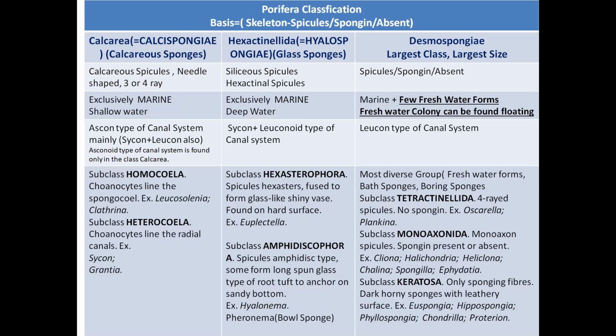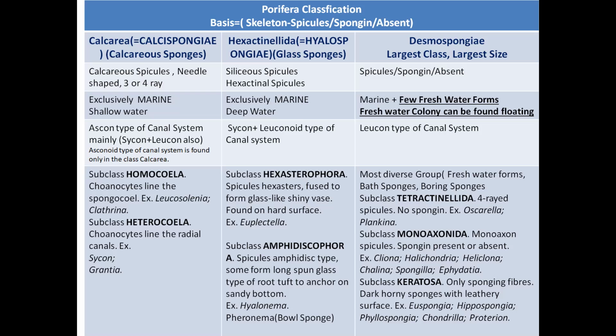Subclass Heterocoela, choanocytes line only the radial canals, example Sycon and Grantia. Sycon is also called the crown sponge or the urn sponge. Why is it called the crown sponge? Because the osculum is surrounded by monoaxon spicules, just like the crown of a king. That's why it is called the crown sponge.